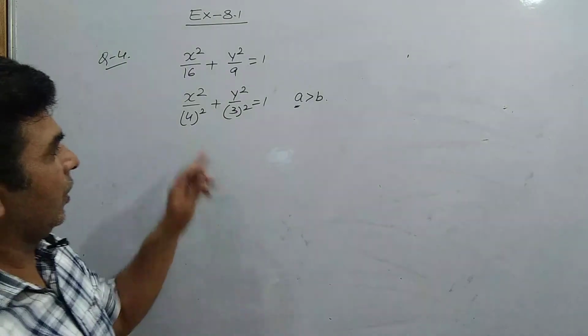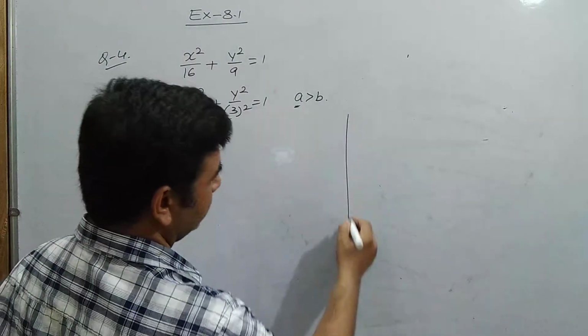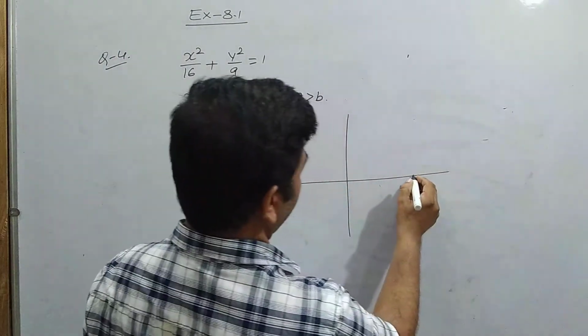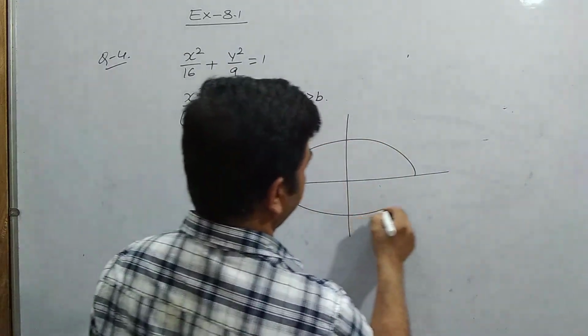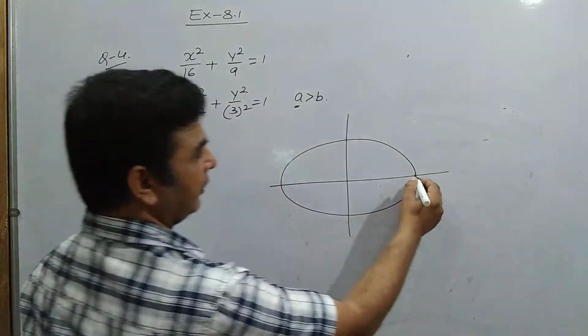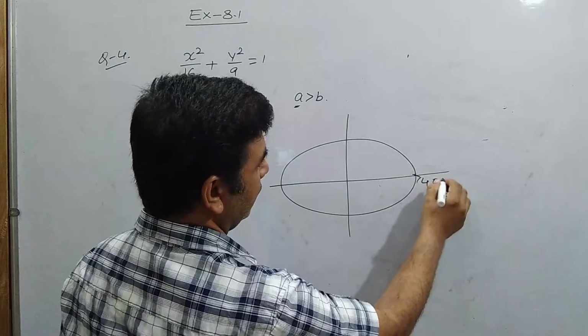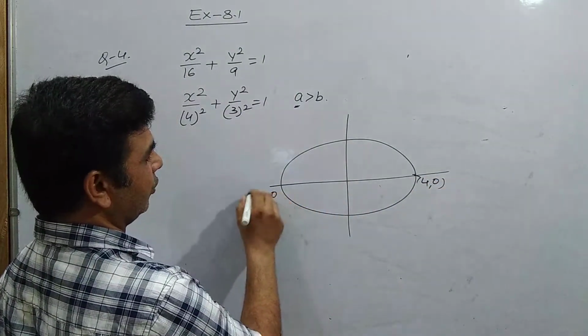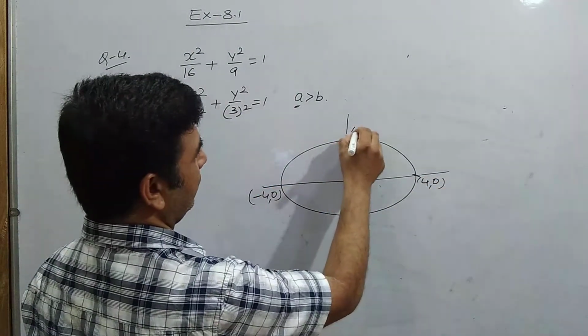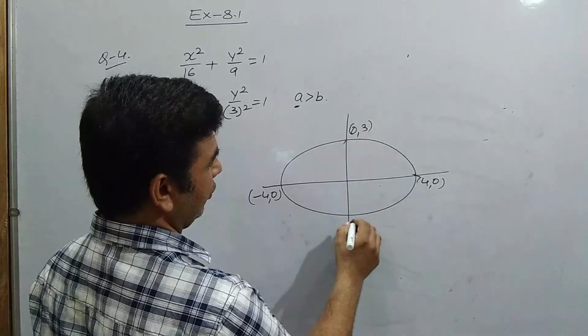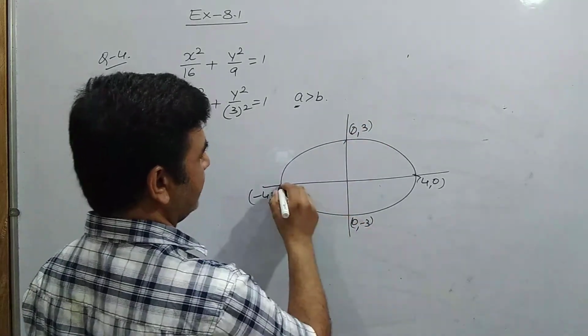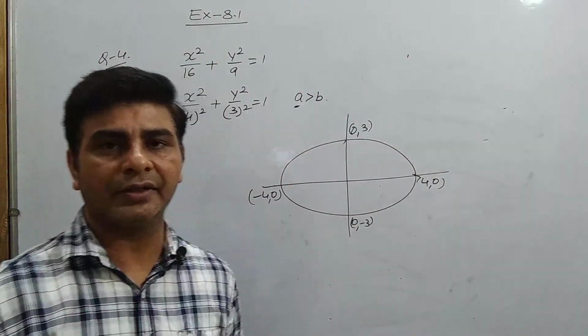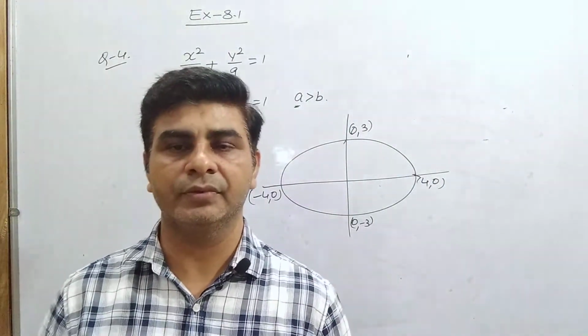And because of this, the curve can be represented like this. The limit here is 4, 0. This can be represented as minus 4, 0. This is 0, 3 and this is 0, minus 3. The major axis is along the x-axis. That's why this is a horizontal ellipse.